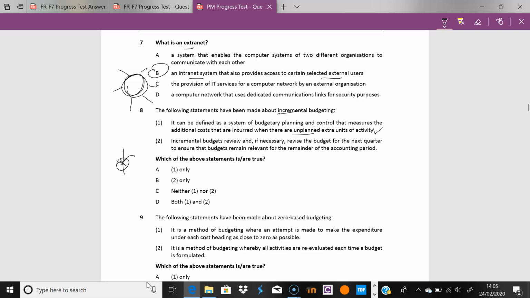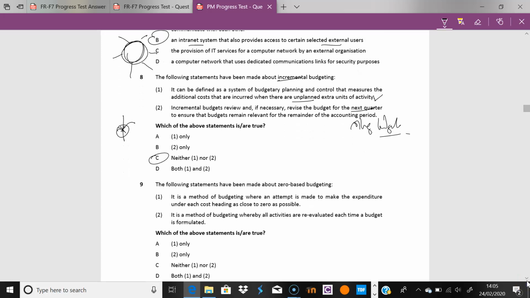The next option is to review and revise the budget for the next quarter, relevant for the remainder of the period. No, whenever you have those types of things happening within quarters, we're really talking about what's referred to as a rolling budget. Typically, incremental budgets happen at the beginning of the year and cover the whole year, and rolling budgets happen during the year. So unfortunately, neither of these are correct. Zero-based budgeting is where we're trying to get managers to tell us exactly why they want the money, so we're reevaluating each time a budget is formulated. It's not about trying to get everything as close to zero as possible. So this doesn't even make any sense. So the answer here is two only.